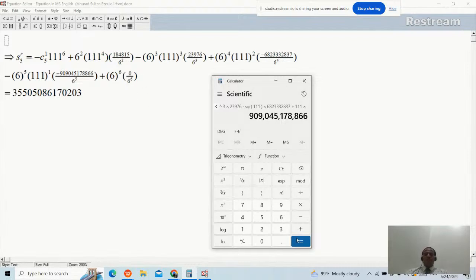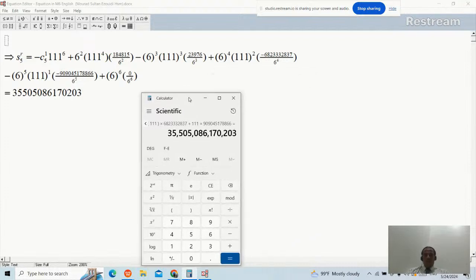This one should be equal to what, learners? It will be 35,505,086,170,203. So this is the correct answer. Therefore, the value of S5 is that. I will now make it come here, I will close this one, so we obtain the same value.